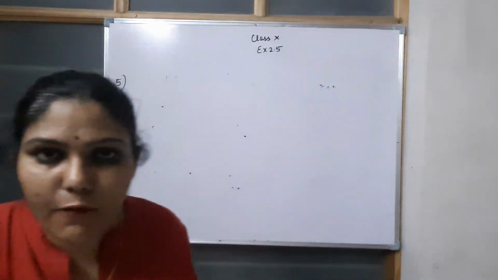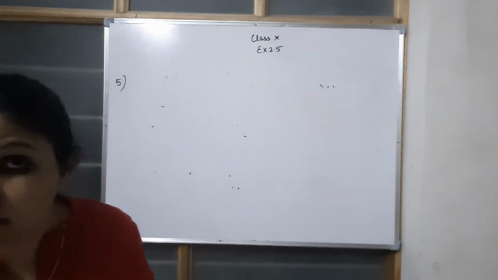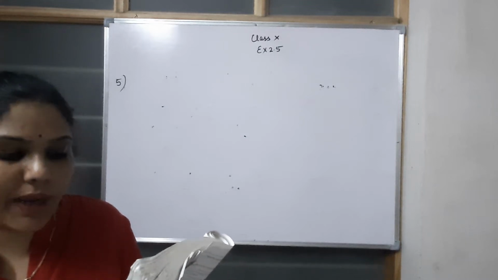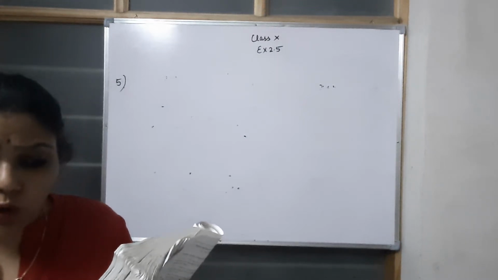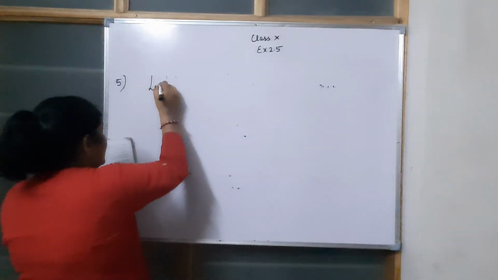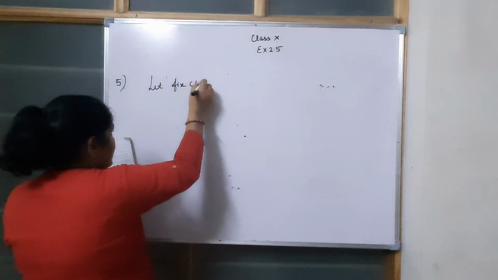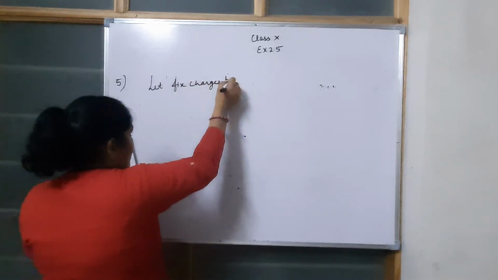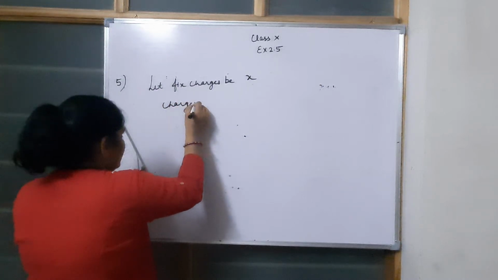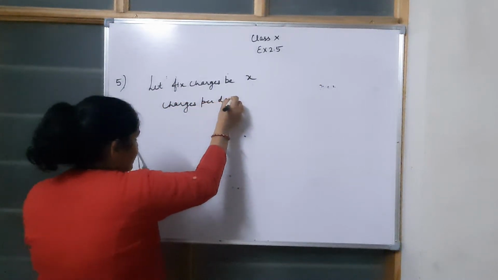A lending library has a fixed charge for the first 3 days and an additional charge for each day thereafter. For the first 3 days they will be charging fixed, and after that per day they will be charging. So Saritha paid rupees 27 for a book kept for 7 days. Just look here. Let fixed charges be rupees x, and charges per day thereafter be y.